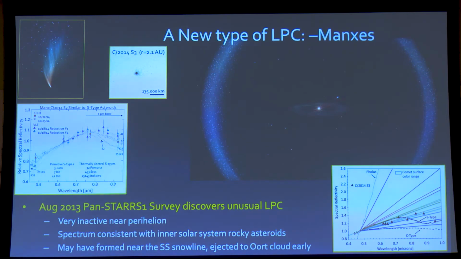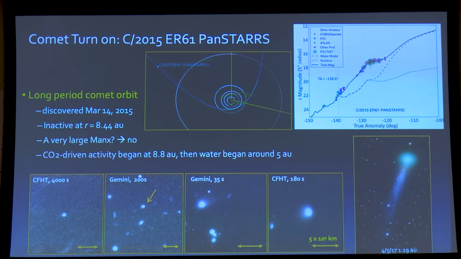This was very interesting, so I started to aggressively go after everything that we'd call a Manx. And here's an example of something that was telling us something new about these long period comets. This was one that was discovered in 2015, C/2015 ER61. And at first, I thought, this is great. It's a Manx comet. It's out beyond 8 AU. It must be really big because it's so bright.